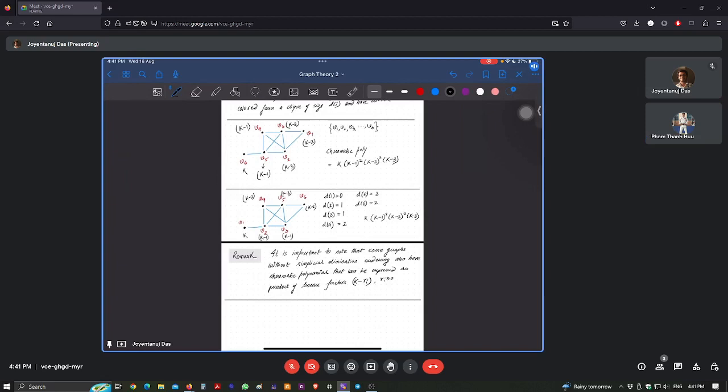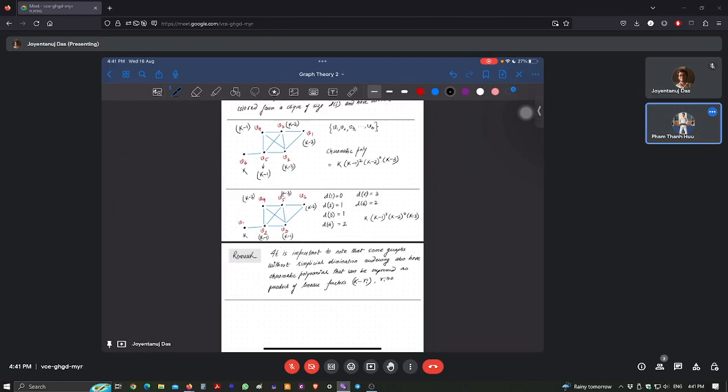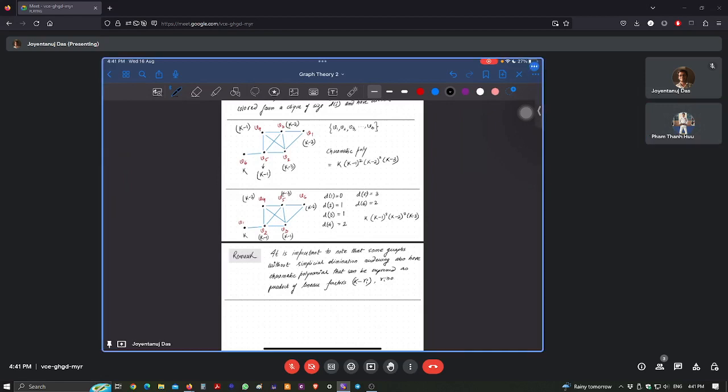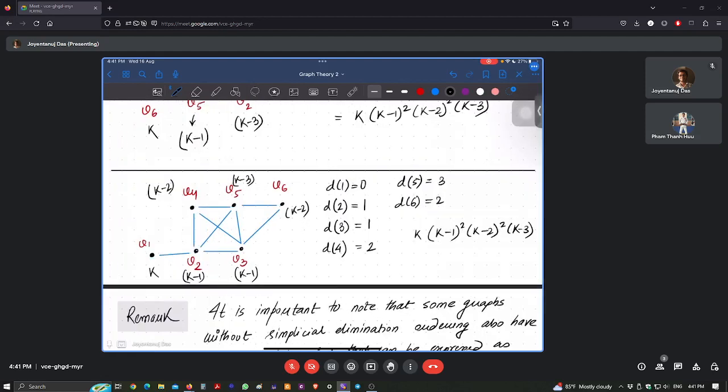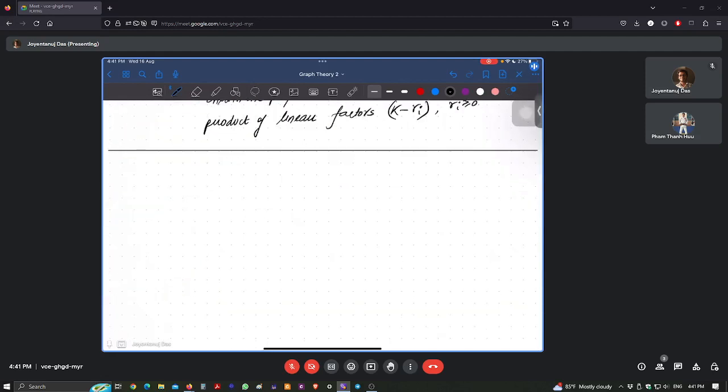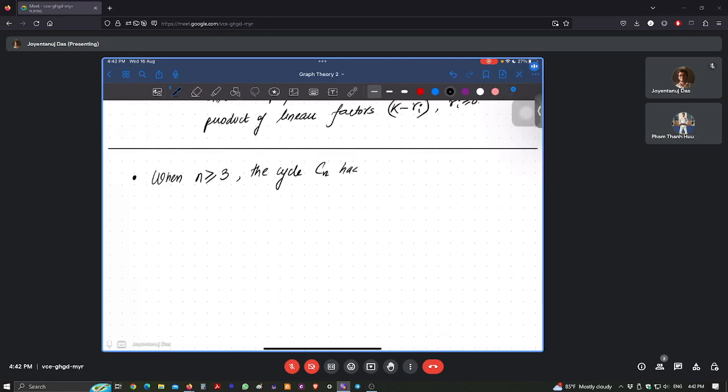So you remember this interval graph, right? Interval graph we defined. That is also an example of graphs that have a simplicial elimination ordering. But an example of a graph where simplicial elimination ordering does not work is a cycle. So we also need an example where it does not work. When n is greater than or equal to 3, the cycle graph Cn has no simplicial elimination ordering.